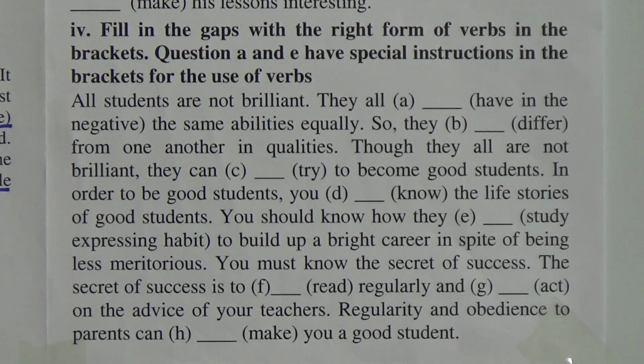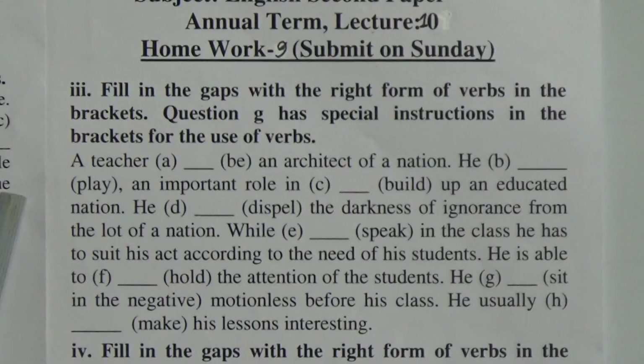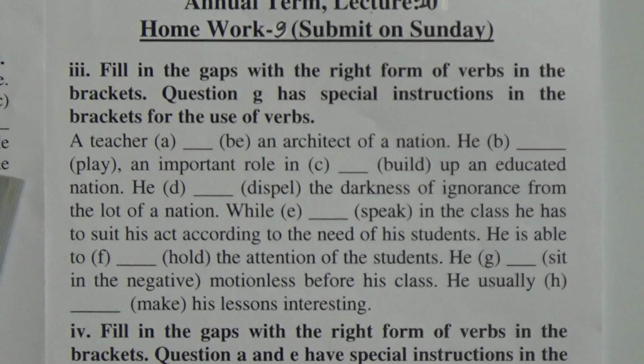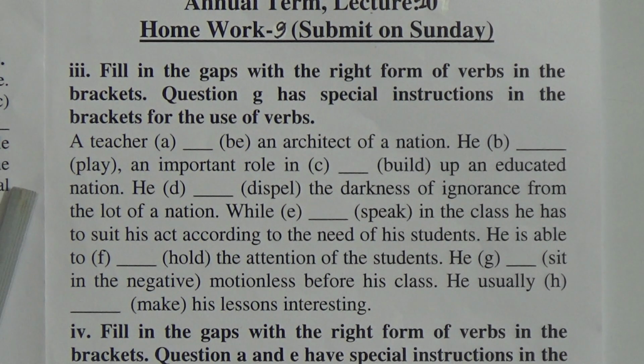I'm reading again for the last time. A teacher, A, be, an architect of a nation. He, B, in the bracket, play an important role in, C, build, in the bracket, of an educated nation. He, D, dispel, in the bracket, the darkness of ignorance from the lot of a nation. While E, speak, in the bracket, in the class, he has to suit his act according to the need of his students. He is able to, F, in the bracket, hold the attention of the students. He, G, sit, in the negative, in the bracket, motionless before his class. He usually, make his lessons interesting.